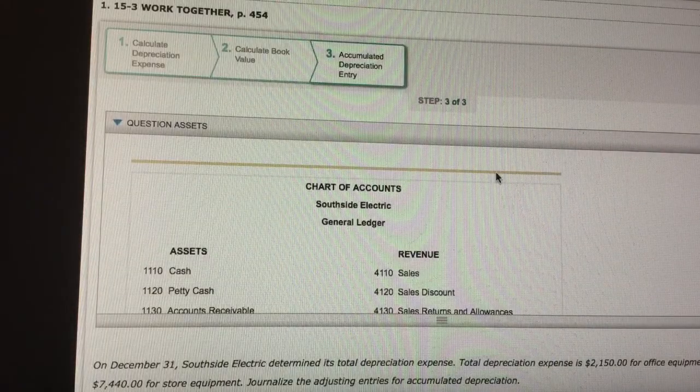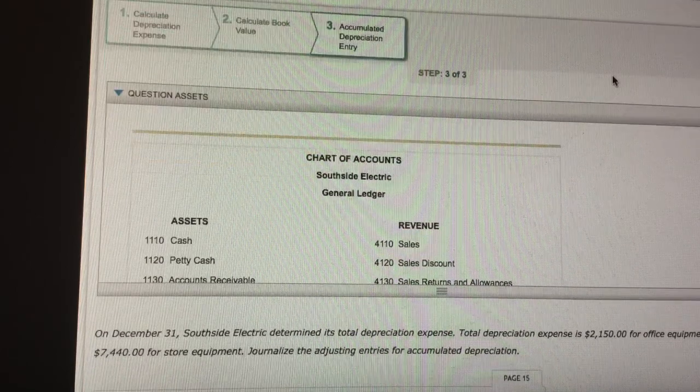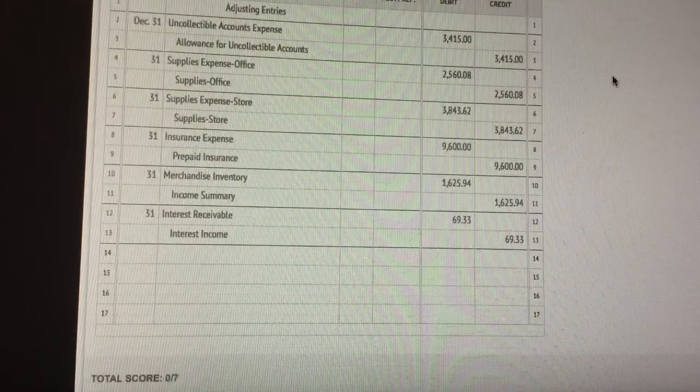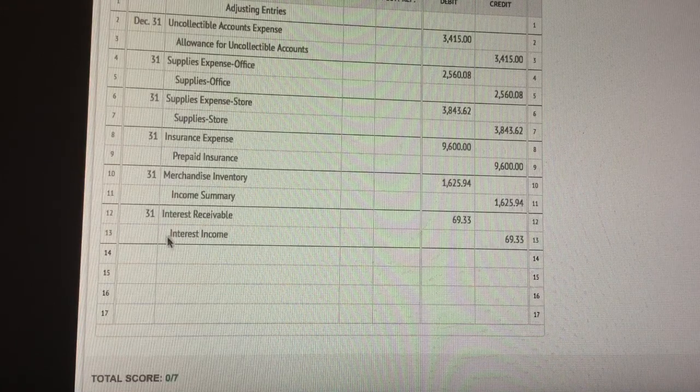Step 3 in this lesson is actually accumulated depreciation. So actually doing the entry. So these are some different items that we're going to do. It says on December 31st, Southside Electric determined its total depreciation expense. There were 2 items. There was an office equipment, which was depreciated for $21.50, and store equipment, which was depreciated for $74.40. So we're going to journalize these 2 transactions. Again, this is happening at the end of the year. So our date will be the 31st.